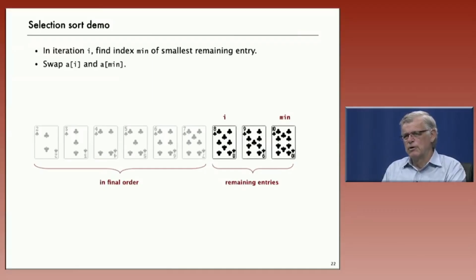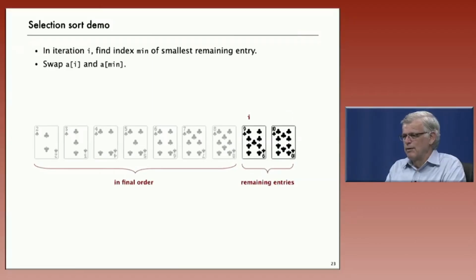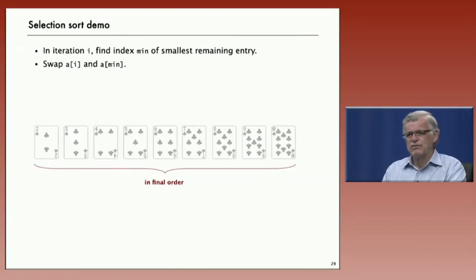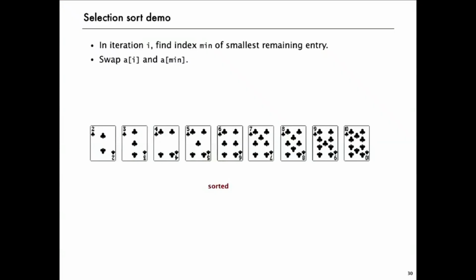Now the 8's the smallest, and we swap. And now we know they're in order, but the program doesn't, so it has to look and decide that I and min are the same, and then it swaps it with itself and does the same thing for the last. And so after that process, then we know that the entire array is in its final order, all sorted.